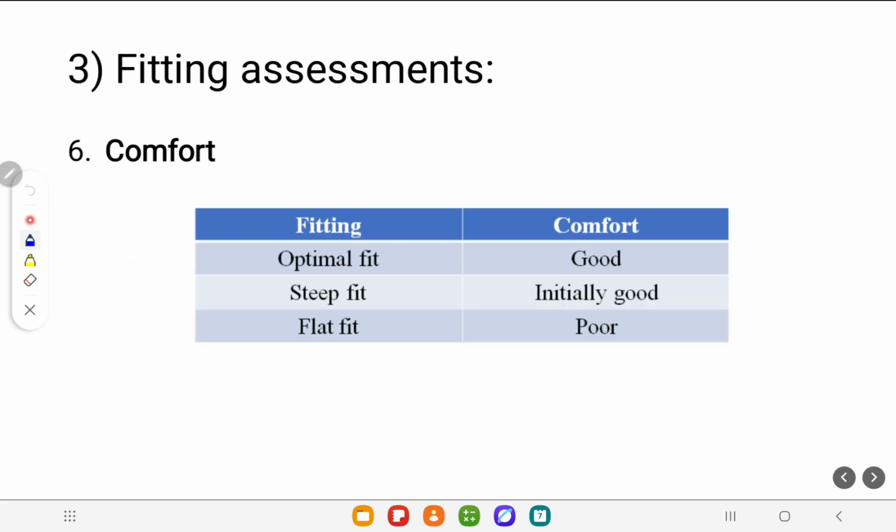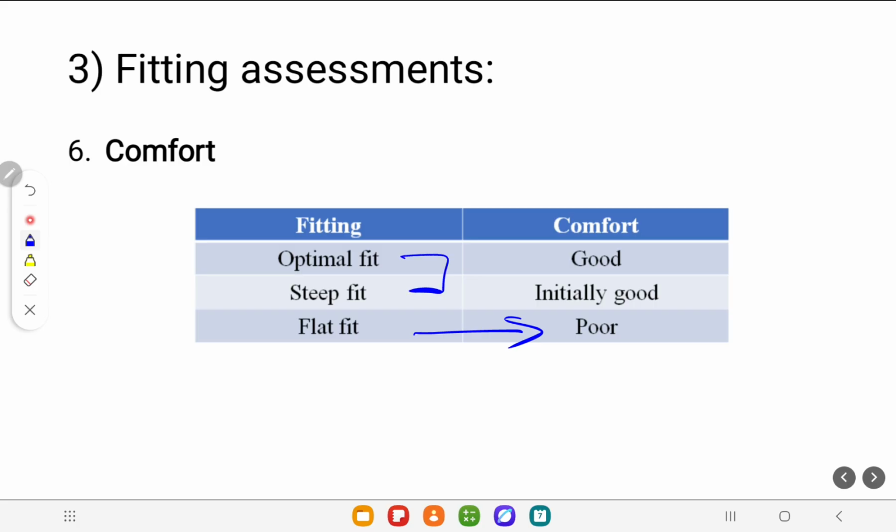So for comfort, definitely flat fit. You don't worry about a flat fit; it's directly poor, finished. From the very initial time, the patient will feel discomfort, and they will take a much longer time for adaptation. But with stiff fit and optimal fit, initially they are both good, but a stiff fit will take time. If you fit stiffly, they will feel discomfort in the long term, literally after hours. So that's why stiff fit and optimal fit are very confusing initially.